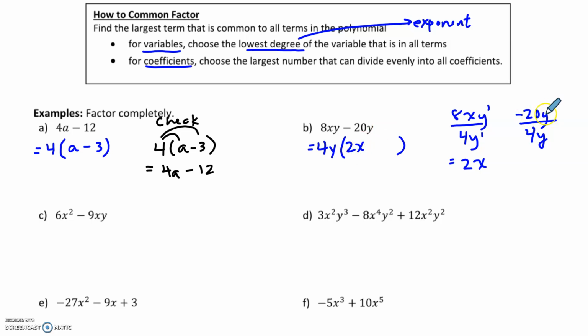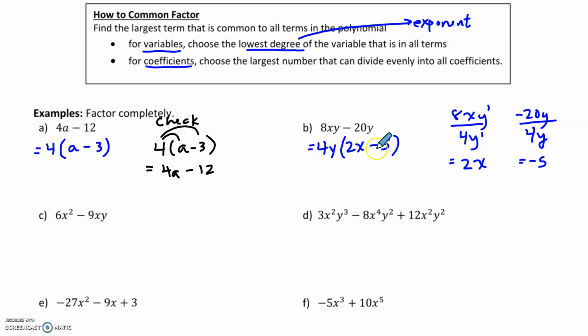And now I have negative 20y divided by 4y. So we start with the coefficient. Negative 20 divided by 4 is negative 5. Y divided by y, again, we know it would be y to the 0, so it's gone. And I just have a negative 5. Okay, and then you can double check this by going ahead and just expanding. So I'm just going to do this in my head. 4y times 2x would be 8xy.